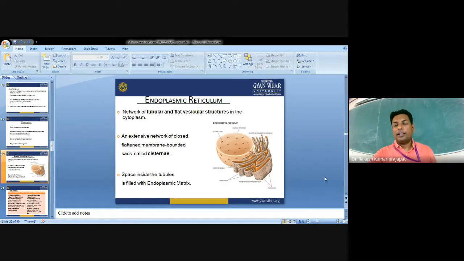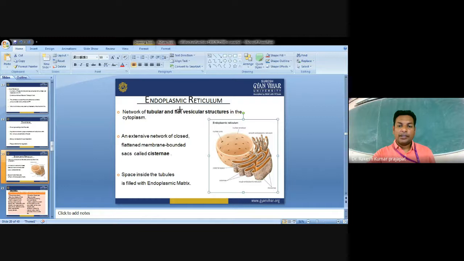Next is endoplasmic reticulum. The endoplasmic reticulum is a network of tubular and flat vesicular structures in the cytoplasm. This is an extensive network of closed, flattened membrane-bound sacs called cisternae. The space inside the tube is filled with the endoplasmic matrix.